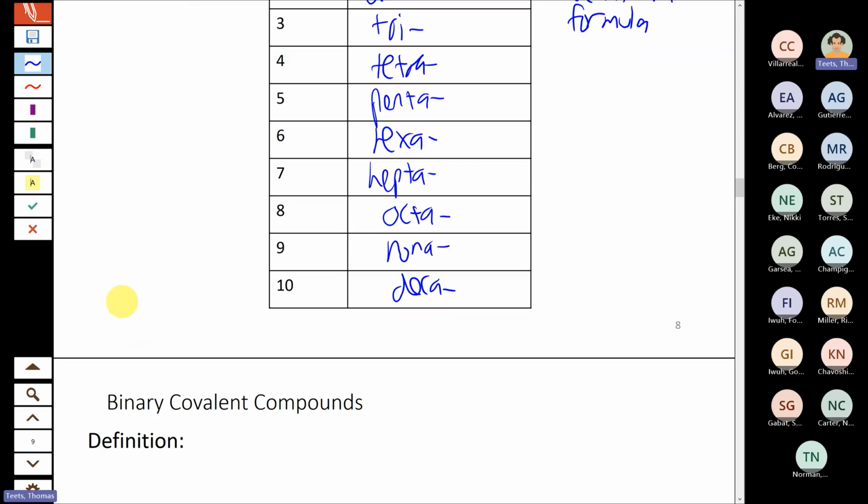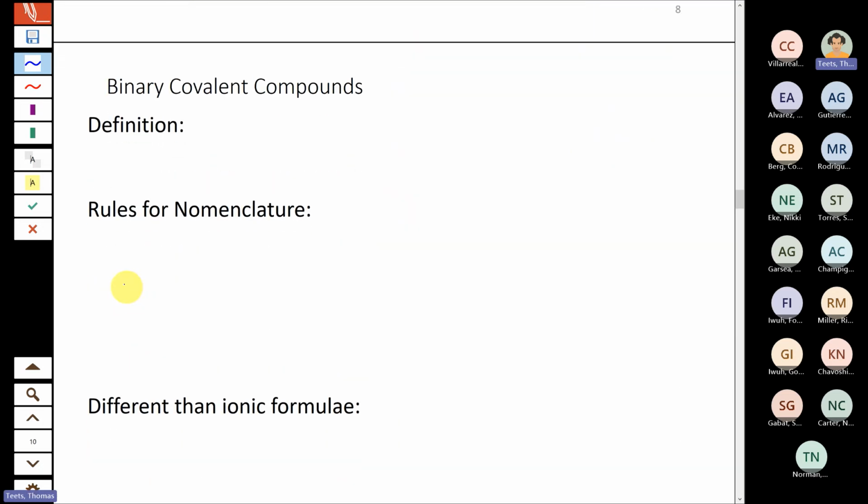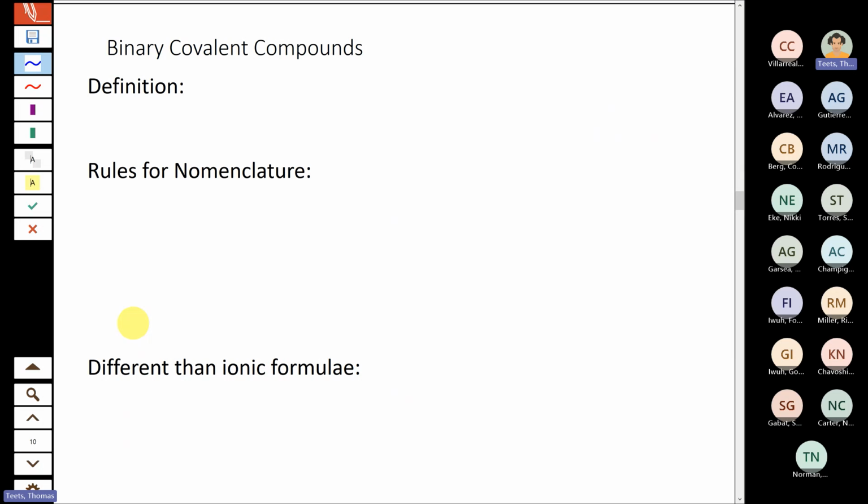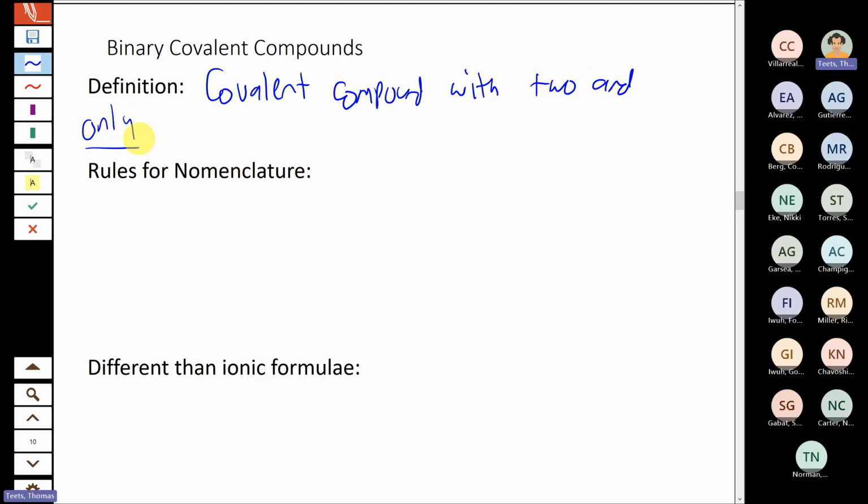All right, so binary covalent compounds are the type we're going to really be focusing on. That's where these prefixes come into play. It's a covalent compound that only has two different elements in it. So no more than two, exactly two elements in the formula defines it as a binary covalent compound.